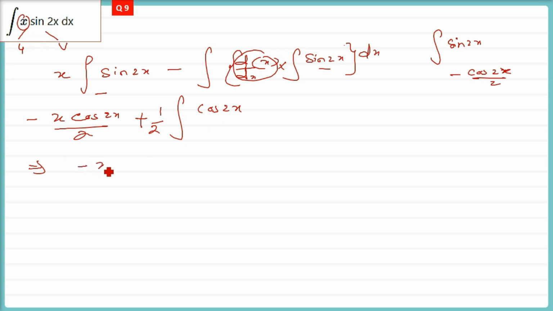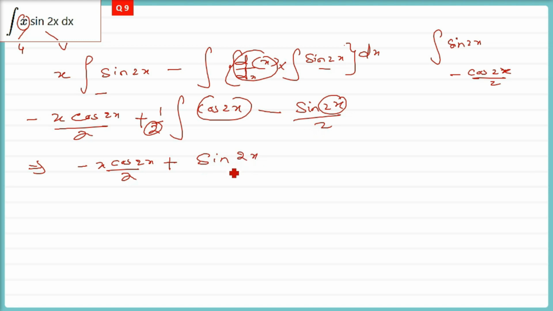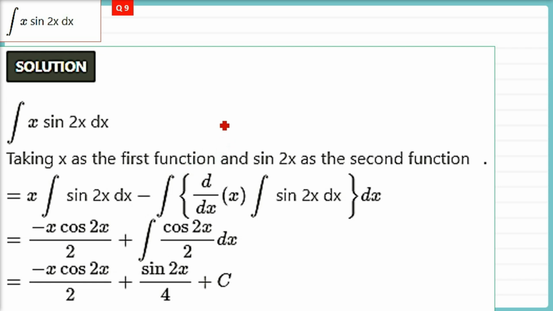So we have minus x cos 2x divided by 2. Cos 2x will give you what? It will give you sin 2x divided by 2. And since we already have a 2 in front, 2 gets multiplied in the denominator and forms 4. So sin 2x divided by 4 plus constant of integration is your final result. This is how you are going to go about it. This is the reference which I wanted to show you. It's a simple question, but it will be employed a lot.